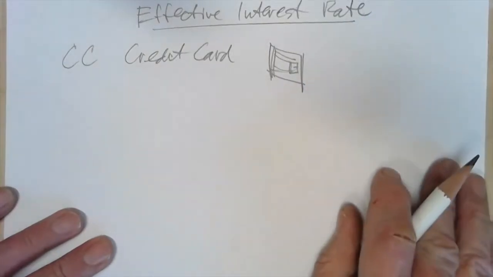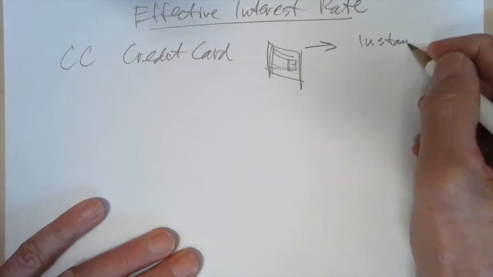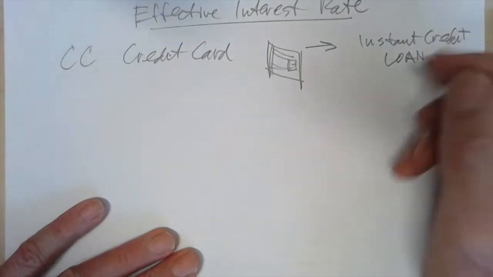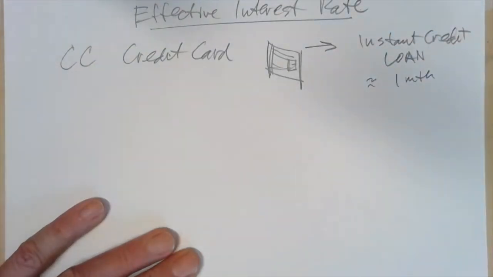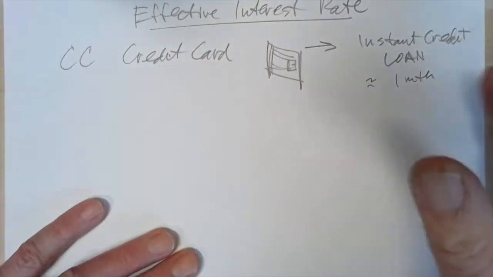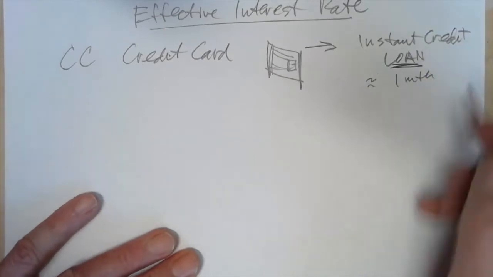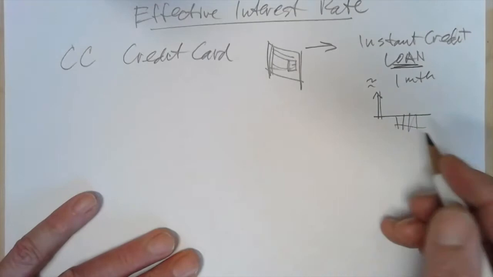You give it to a store owner, a vendor, and they give you instant credit, which is really a loan, basically a loan of approximately 1 month or so. And then when you get your bill, you have to pay it within your grace period of 14 to 20 days. So you're getting an instant loan. You can kind of think of it as this. That's a loan, all right?